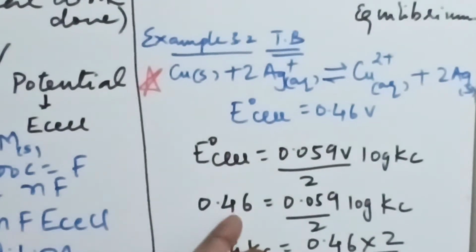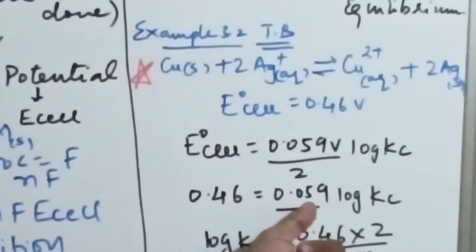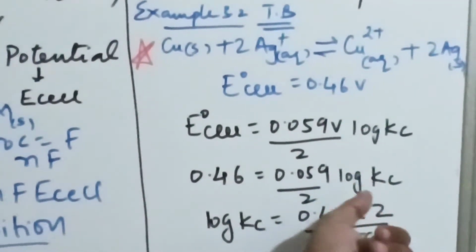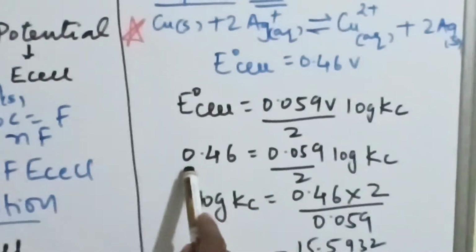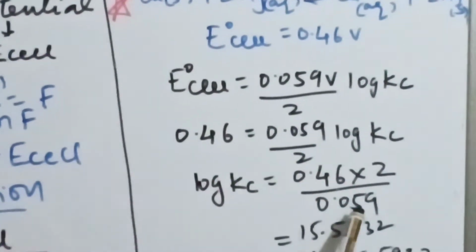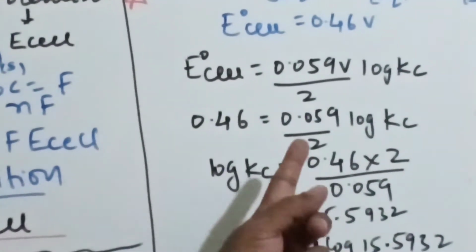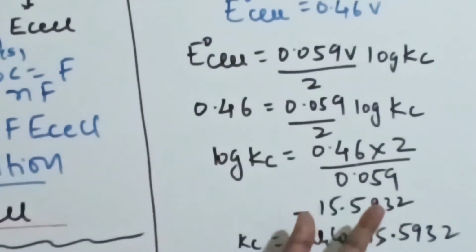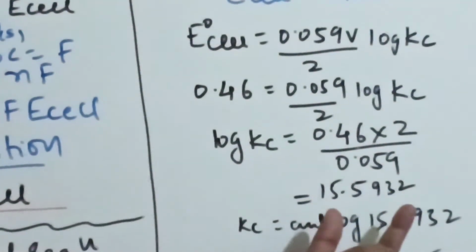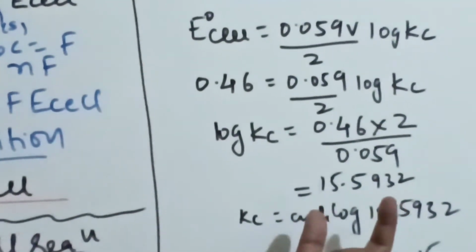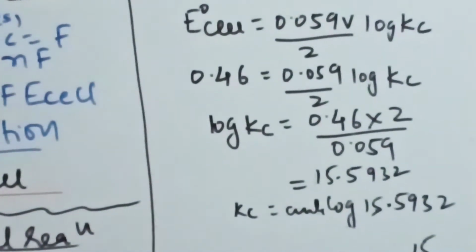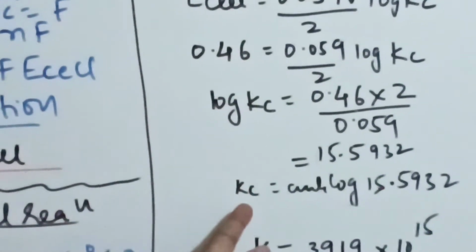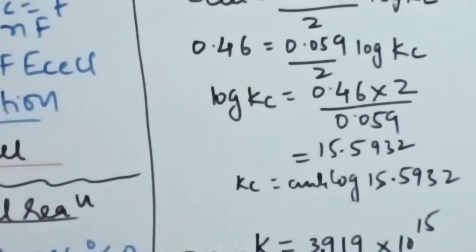Now what is E naught cell? 0.46. 0.059 as it is. The value of n is already put up, multiplied by log of Kc. Now log of Kc is equal to 0.46 multiplied by 2 divided by 0.059. When you divide 0.46 into 2 by 0.059, that comes to 15.59. The book may be creating some confusion in the minds of students, but when you do it on a normal calculator, the value you get is 15.5932. So we will write Kc is equal to anti-log of 15.5932.